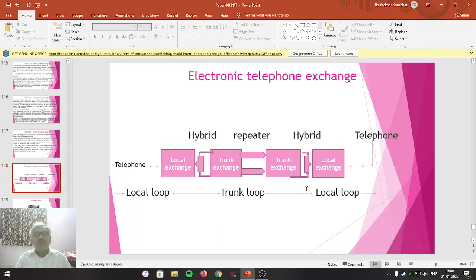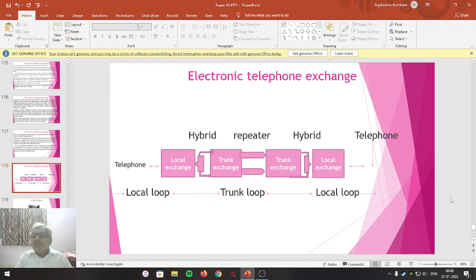In this particular way, local telephone calls and also the trunk telephone calls are transferred from one subscriber to the other subscriber, within which the electronic telephone exchange is performing the very important role which we have already studied in yesterday's lecture.